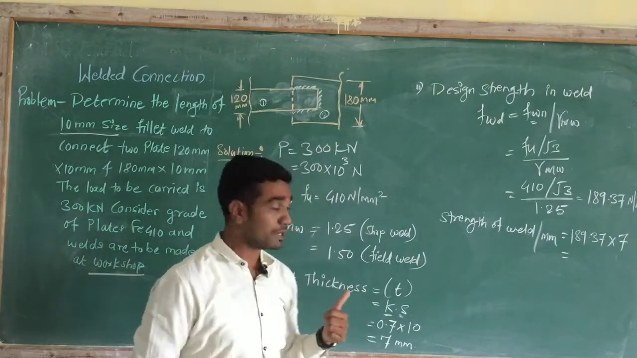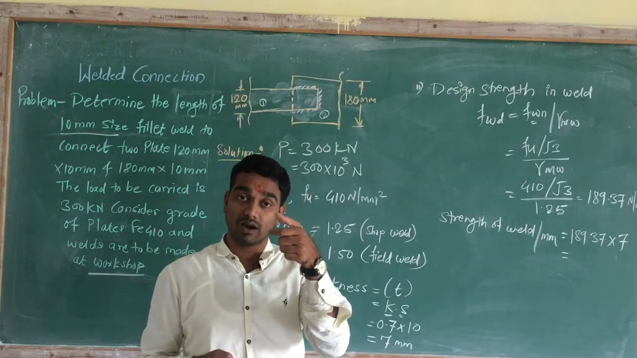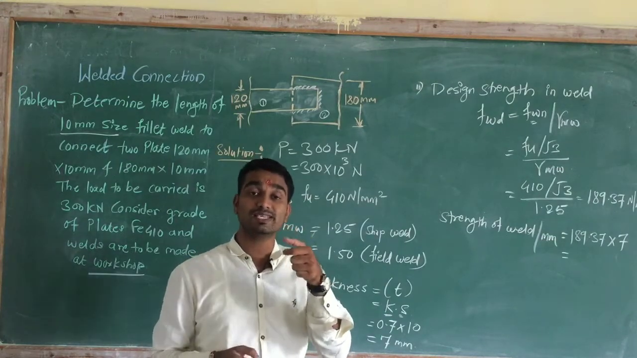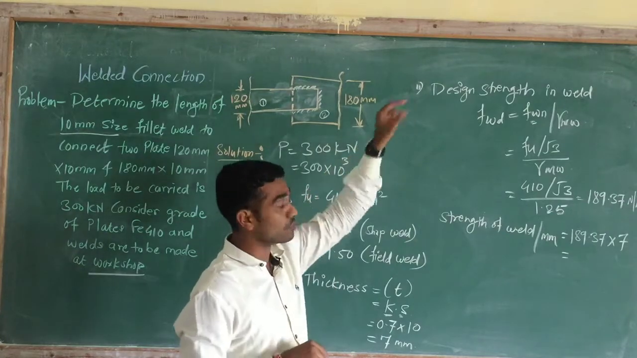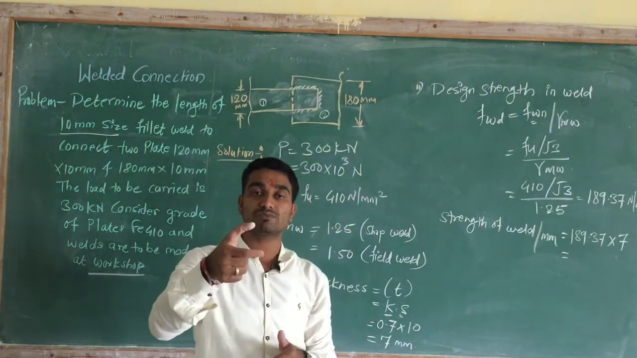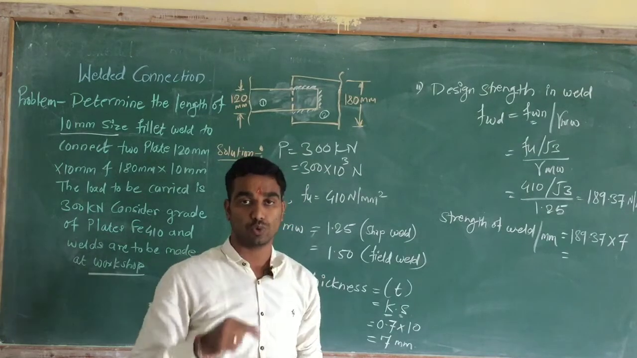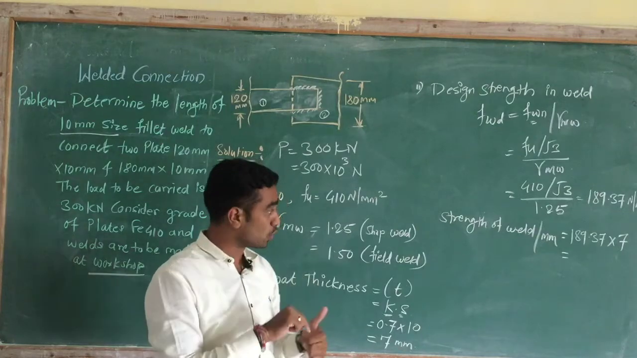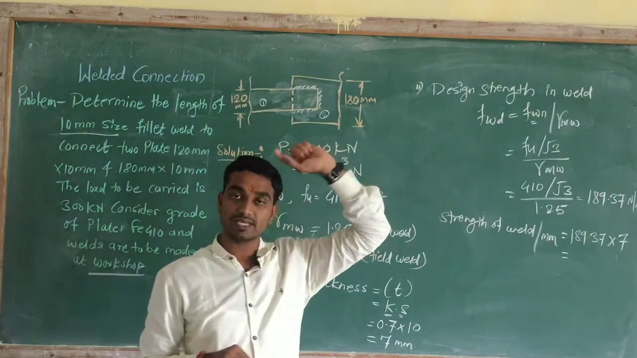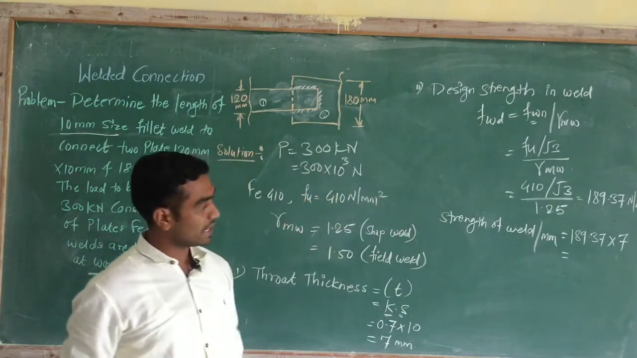Got this point? Strength of the weld per mm means a single mm length of the weld is taking how much load. That we will get from this design strength of the weld multiplied by throat thickness, because that much depth of the weld is there to take the load. That's why we have to multiply by this throat thickness. Calculate this value.